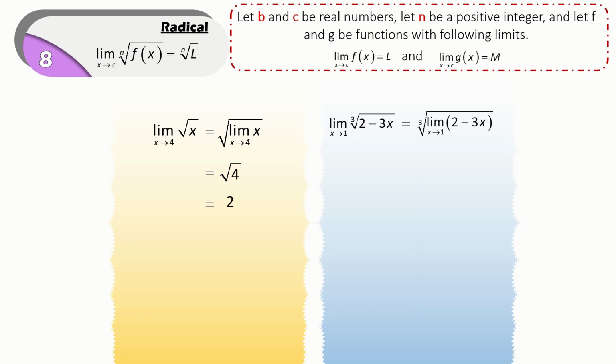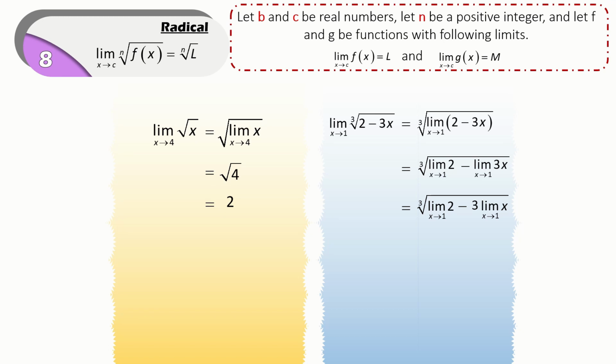This property lets us take the limit of the function inside of the radical, which is the difference of 2 and 3x. To continue, rewrite the radical and take the limit inside using the sum and difference property, which is the difference of the limit of 2 as x approaches 1 and the limit of 3x as x approaches 1. Rewrite the radical and the limit of 2 as x approaches 1. Apply scalar property to the limit of 3x as x approaches 1, which makes it the product of 3 and the limit of x as x approaches 1.